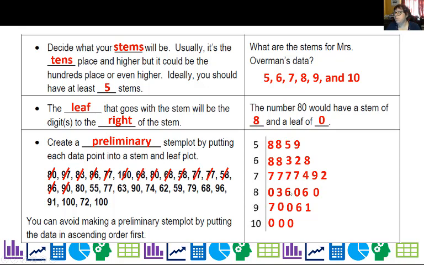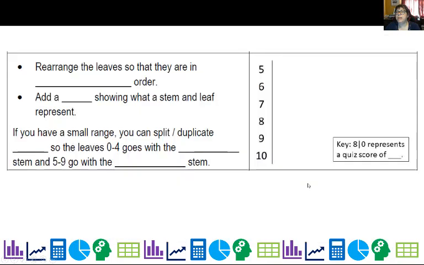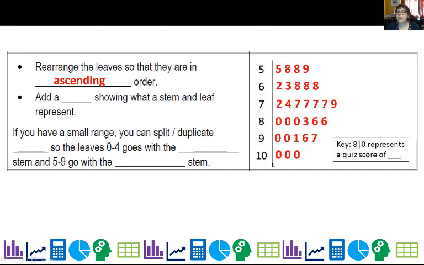Now, usually what we like to do is you can actually determine medians and other things from these if these are in ascending order. So let's go ahead and rearrange the leaves so they're in ascending order, and here they are. Then the last part is to add a key showing what a stem and leaf represent. In this case, 8 | 0 represents a score of 80.